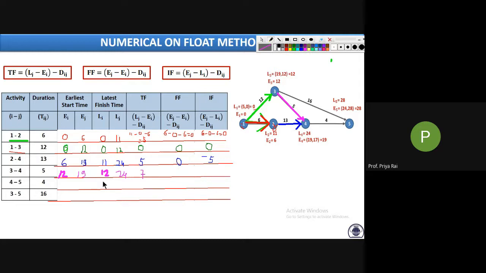This one, EJ is 19. 19 minus 12 minus 5, 2. And this one, 19 minus 12 minus 5, 2. Right, again 2.